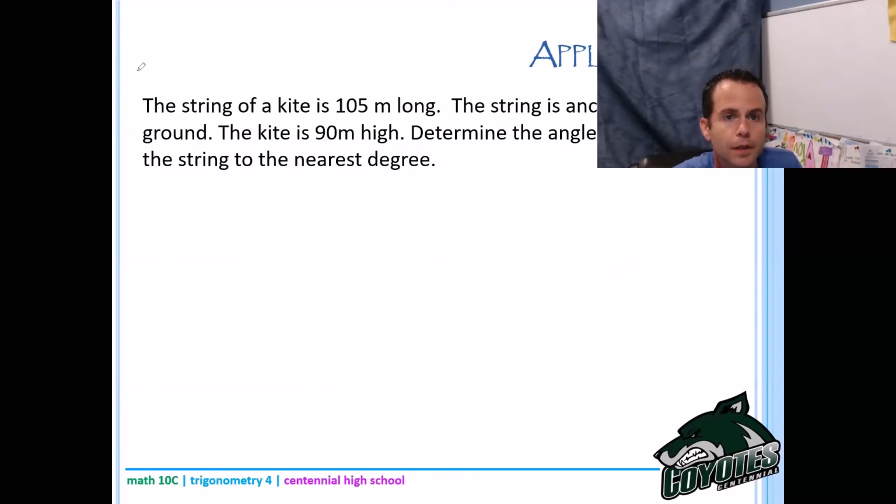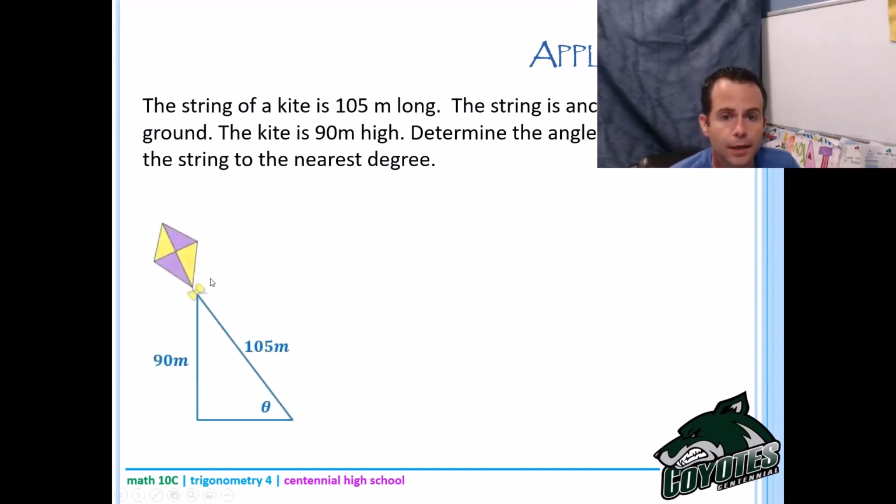So let's go back to this question then. The string of a kite is 105 meters long. The kite is anchored to the ground. The kite is 90 meters high. I actually asked you this question a couple of days ago, but I said, what is the angle formed with the string and the ground? Now I'm just saying, what's the angle of elevation? Because you have to understand that the angle of elevation ends up being with a horizontal and a line going up. Well, that is the angle with the string and the ground, okay? So there's my diagram that I'm going to draw. There's my angle of elevation. And opposite over hypotenuse, I'm going to use sine to solve it.